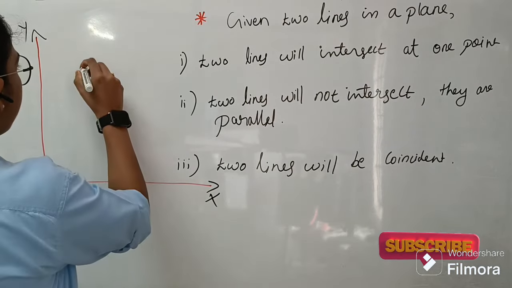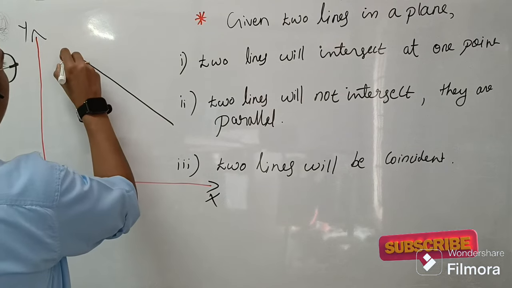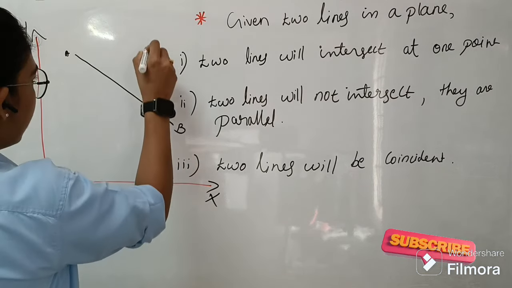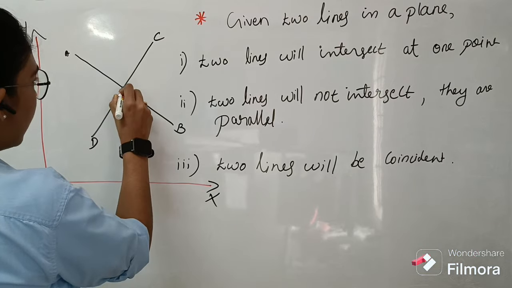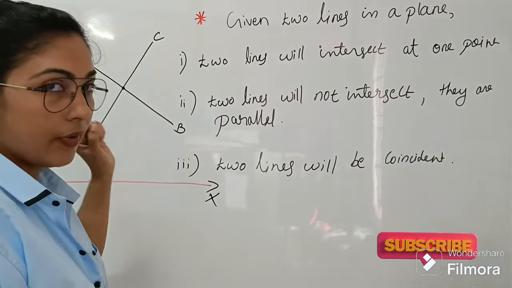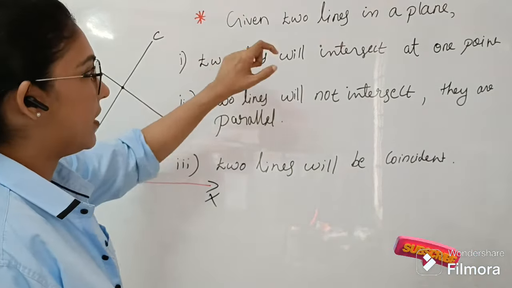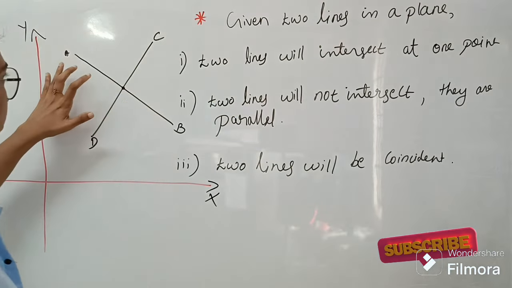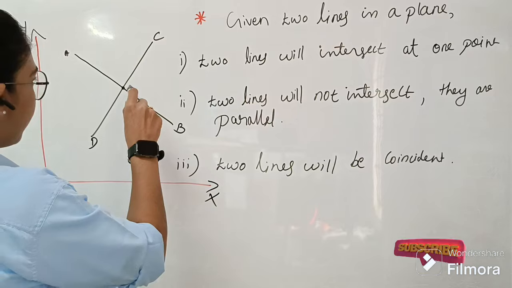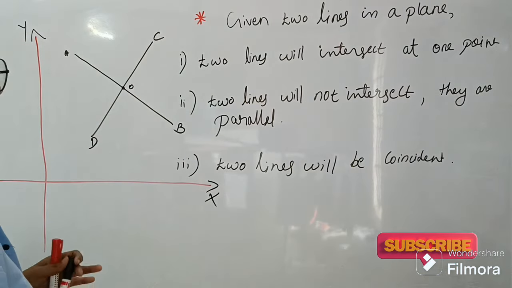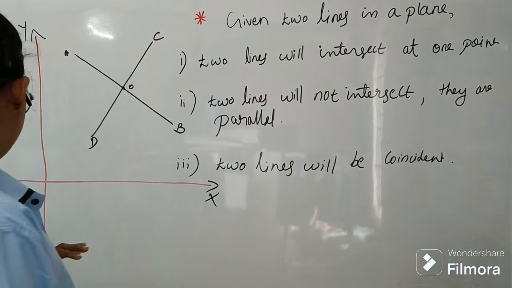Line AB and CD will intersect at one point. Okay, the first condition, that is, two lines will intersect at one point. So line AB and CD are intersecting at this point. We can name it as O. Okay, so this is the first condition.